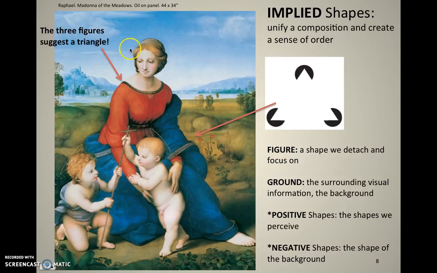Figure is something that we can detach and focus on. It doesn't have to be a human figure. It's an object in the work of art that we can focus on. Whereas the ground is going to be the background or surrounding information. Positive shapes kind of relate to the word figure. They are the shapes that we perceive. And then negative shapes, the negative space is just as important. So if you look at this, you can see these positive shapes, but this negative space inside that's implied is just as important.